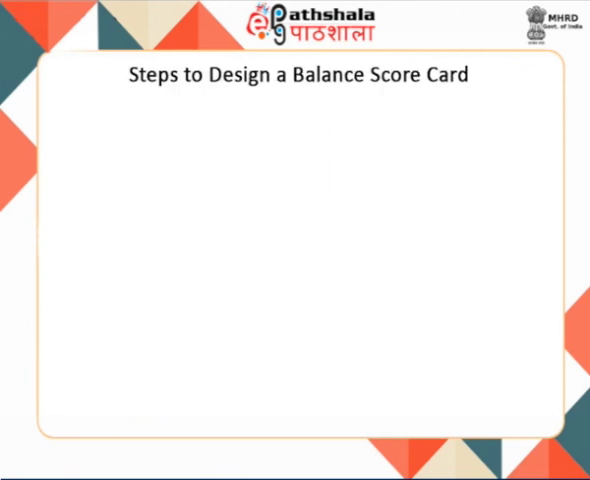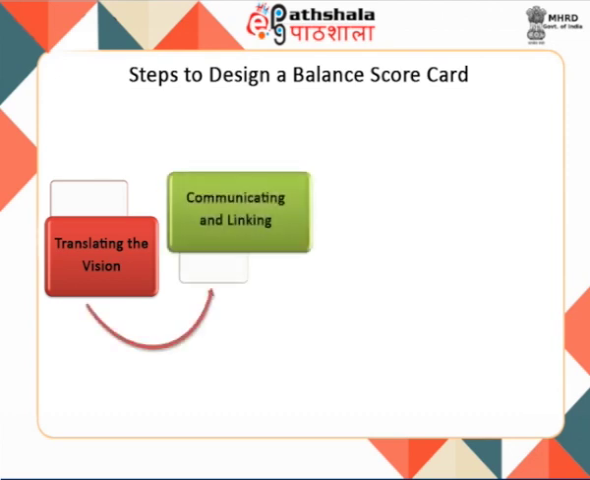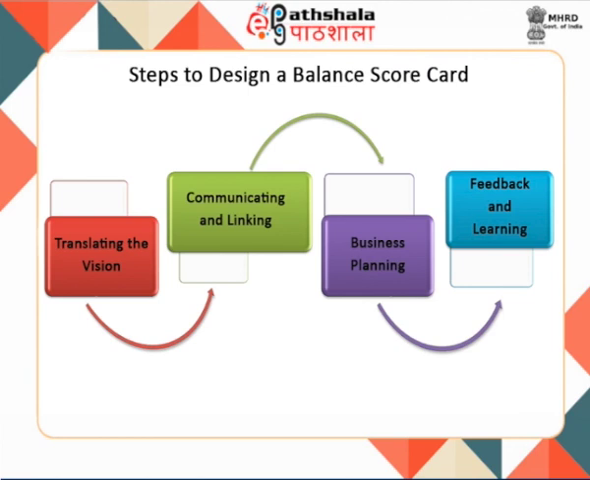Subsequently, Kaplan and Norton in the late 1990s gave 4 steps to design a balanced scorecard, which are: 1. Translating the vision into operational goals, 2. Communicating the vision and linking it to individual performance, 3. Business planning, which means index setting, 4. Feedback, learning, and adjusting the strategy accordingly.